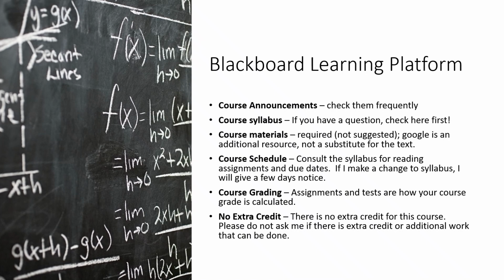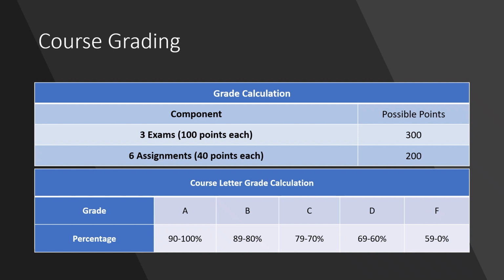Now for course grading. There are 3 exams in this course, each worth 100 points. There are also 6 assignments in this course, each worth 40 points. Note that I drop your lowest scored assignment so that by the end of the course, you'll actually have 5 assignments that count towards the final grade. Course grading is traditional. So your A is 90 to 100, your B is 80 to 89, your C is 70 to 79, and so forth.